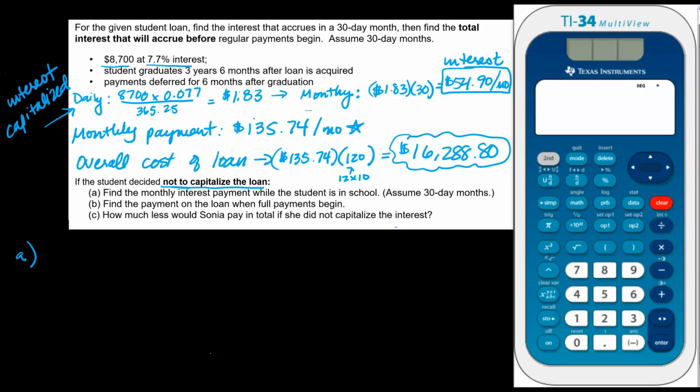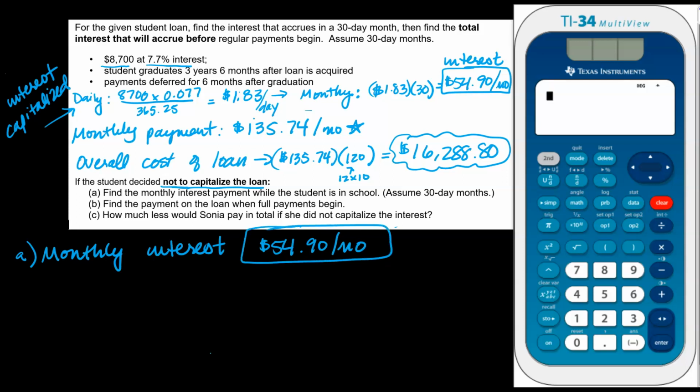So you can see up here I have it written out. We used the daily interest formula, and we got $1.83. This is per day. That's the amount of interest that accrues per day. And then times a 30-day month gives us $54.90 a month. So the monthly interest payment is $54.90 a month. So this student would be paying this amount every single month while she's in school.